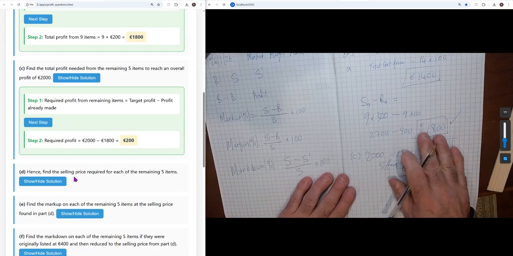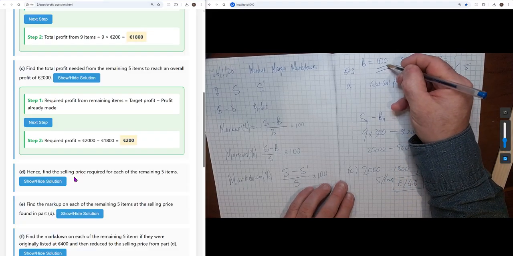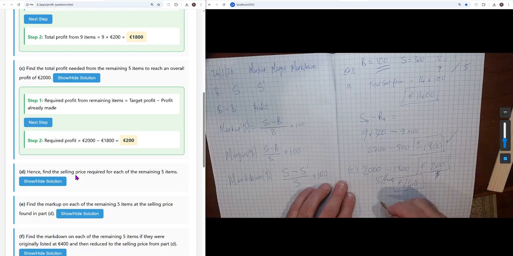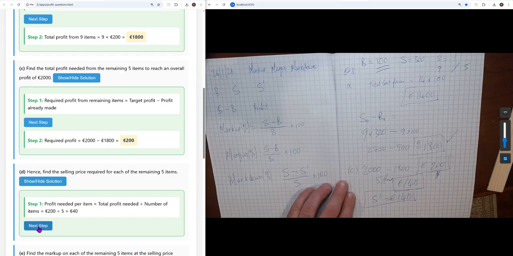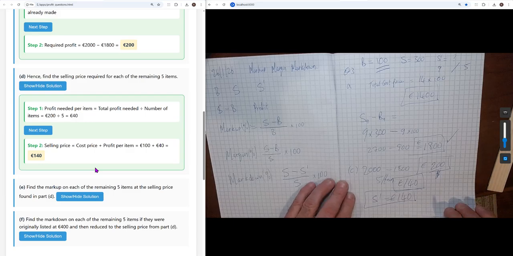I have 100 euro off the picture, of course, here. So I have 100 euro buying price. Divide that by 5, it's 40. So we're going to answer this one. Hence find the selling price. And we call that the second selling price of 140 euro. Box it up. 140.